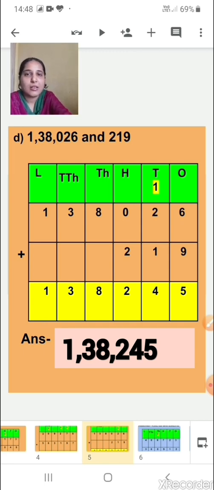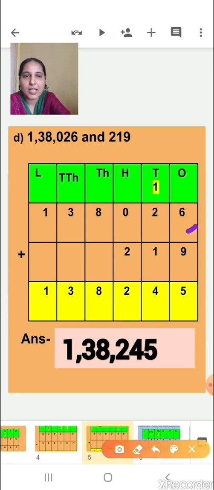The numbers are 1,38,026 and 219. So we will place them at their respective places. Then we will start adding ones. So 6 plus 9 is 15, which is a 2-digit number. So 5 we will write here and 1 will be carried over to the tens place. Now 1 plus 2 plus 1, 4 we will get here. Now let's move to hundreds place.